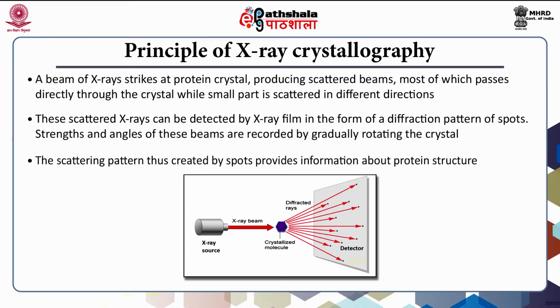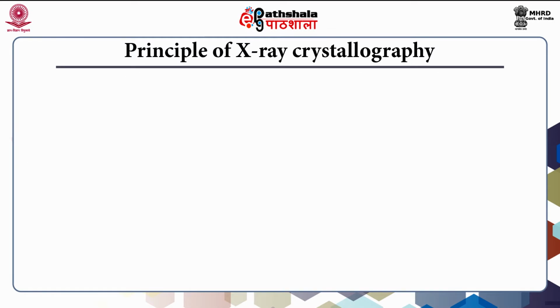The scattering pattern which is coming onto the detector provides abundant information about the protein structure. What is the abundant information? Whatever spots are present on this X-ray film or the solid state electronic detector, those spots give information about the protein structure. So, in the next slide, we will discuss the principles of X-ray crystallography.